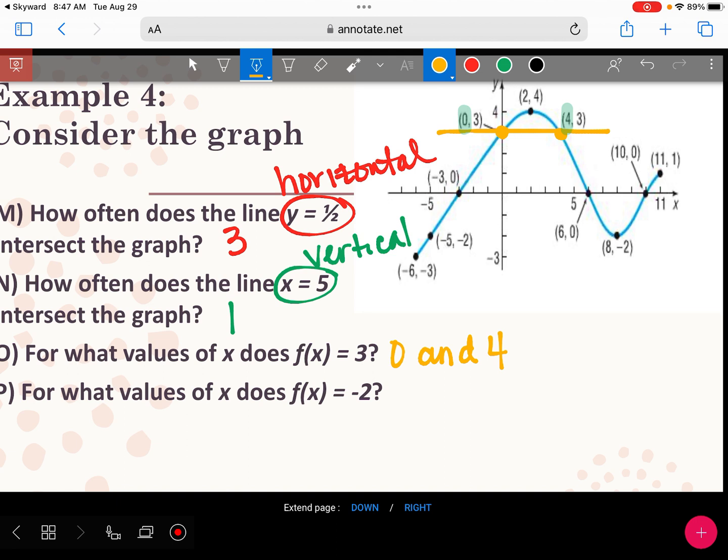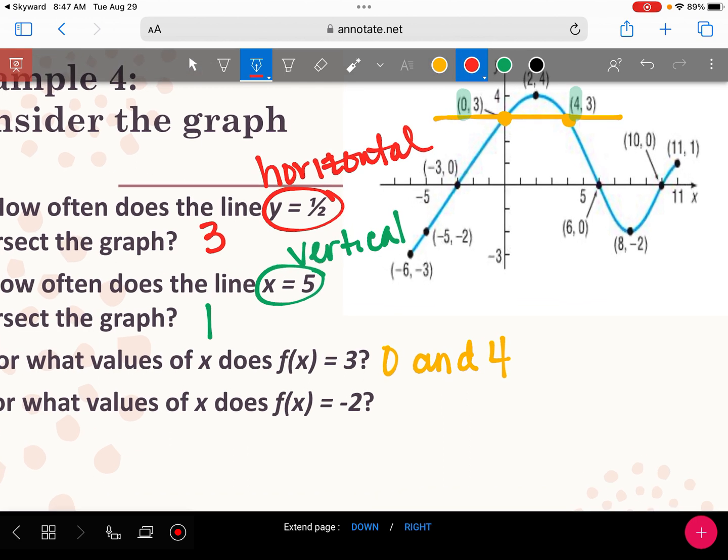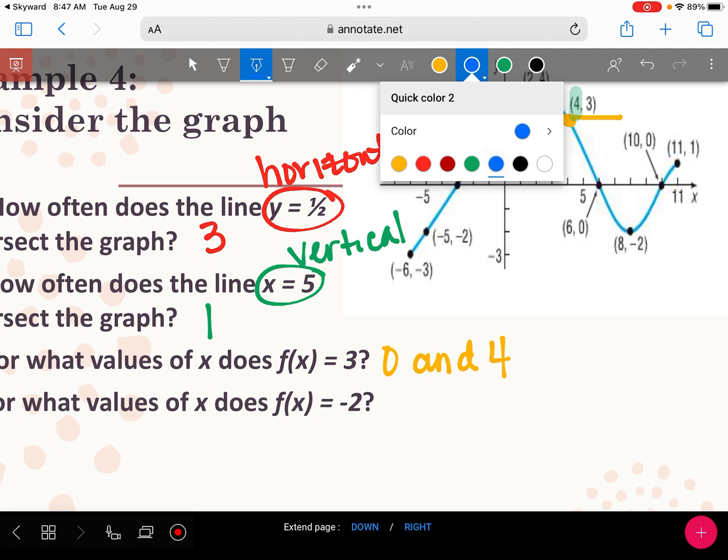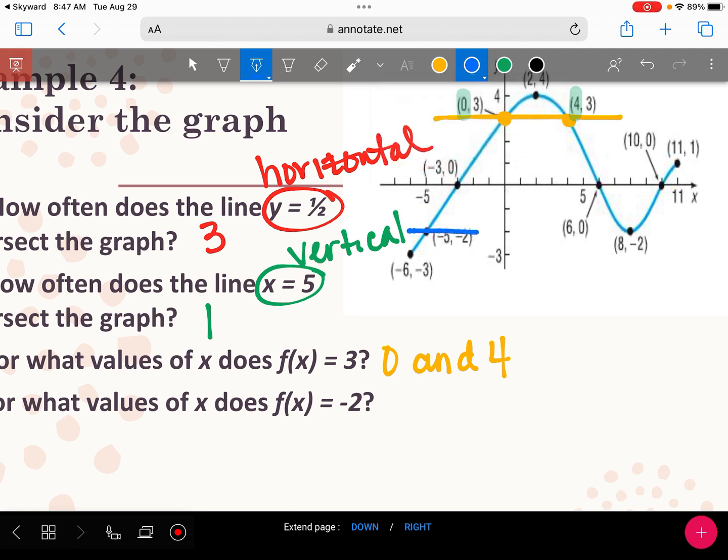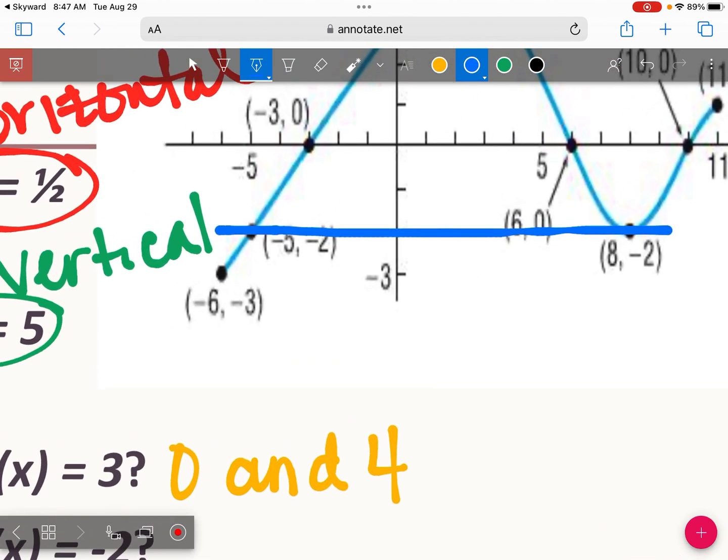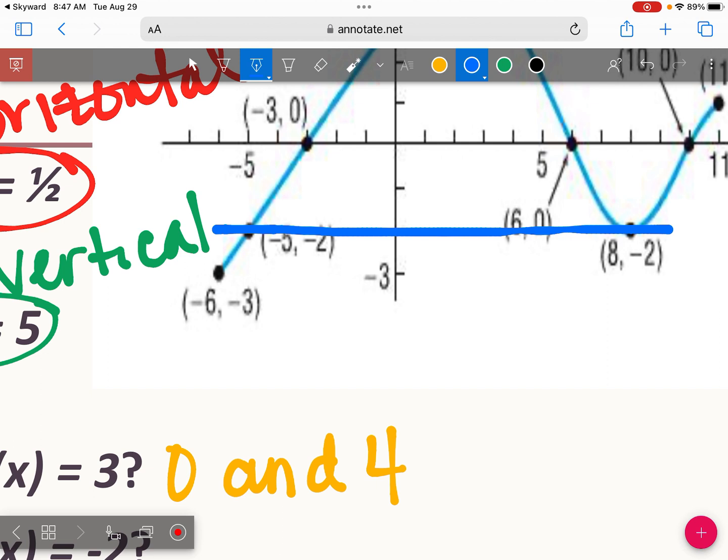And then lastly, for what values of x does y equal -2? I'm going to draw it in blue. So right here, that's y equals -2. So here and here, and that would be at x equals -5 and 8.